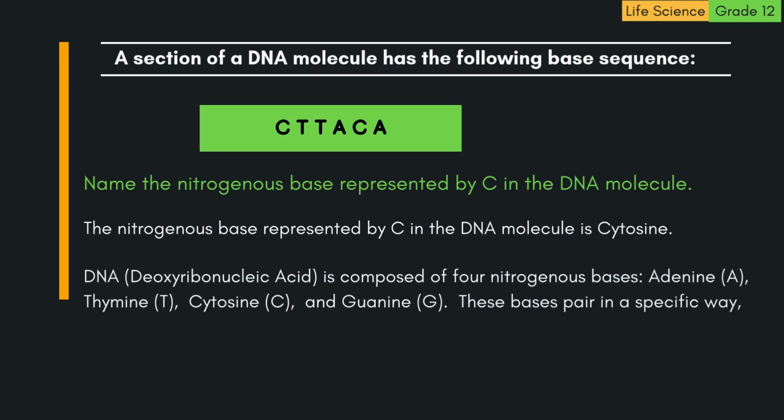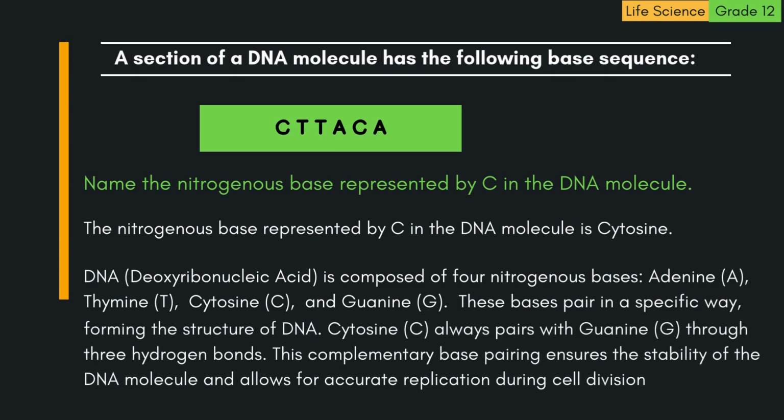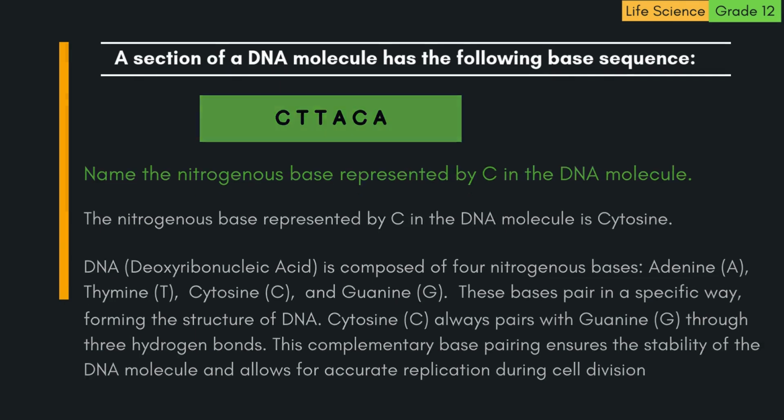DNA, deoxyribonucleic acid, is composed of four nitrogenous bases: adenine, A, thymine, T, cytosine, C, and guanine, G. These bases pair in a specific way, forming the structure of DNA. Cytosine, C, always pairs with guanine, G, through 3 hydrogen bonds. This complementary base pairing ensures the stability of the DNA molecule and allows for accurate replication during cell division.